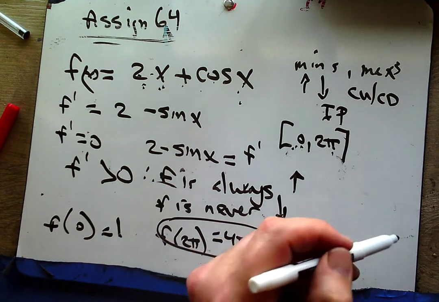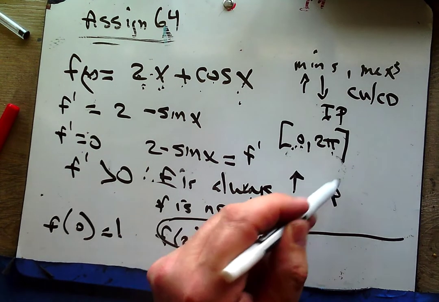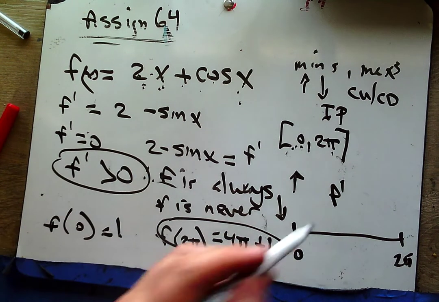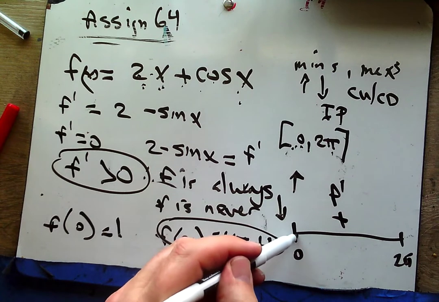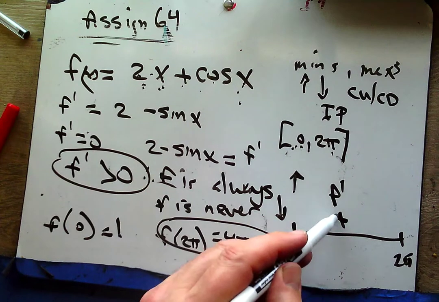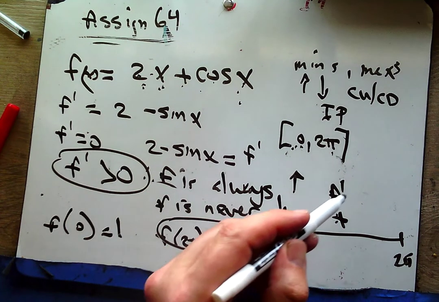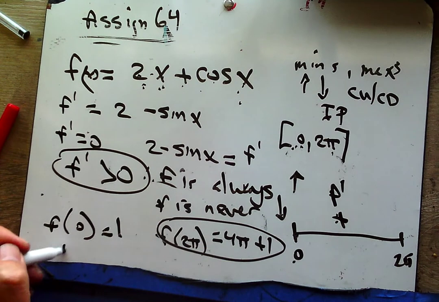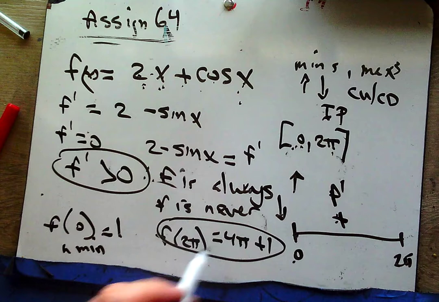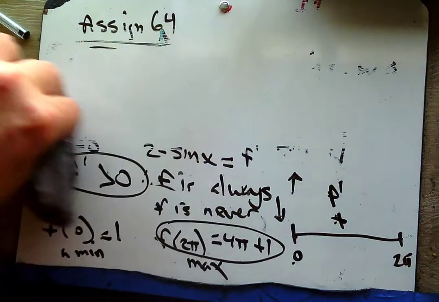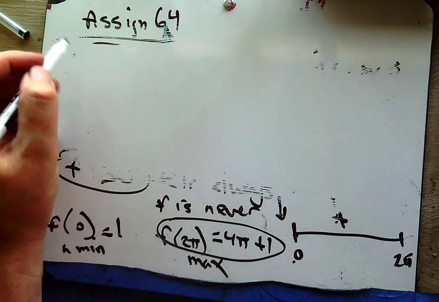You could also think about this on an f prime sine chart. Here's an f prime sine chart with 0 and 2 pi. We determine that f prime is positive everywhere. So from this point, f prime is positive, therefore f is increasing, f is increasing, f is increasing. That means that this is actually a min, and this is a max. Are you comfortable writing those endpoint justifications? So let's take a look at an endpoint justification.